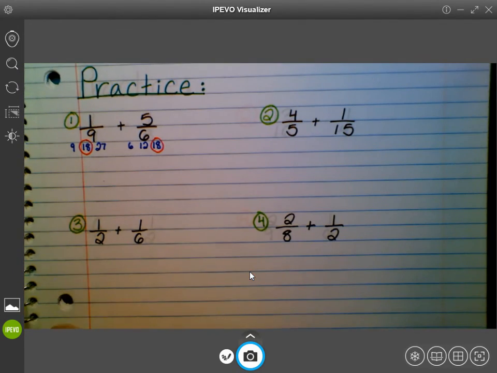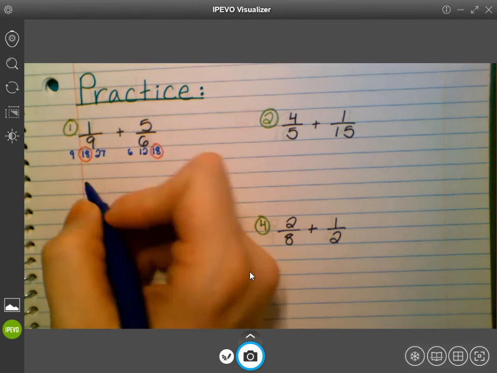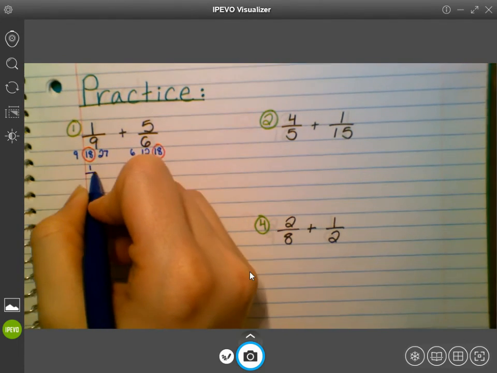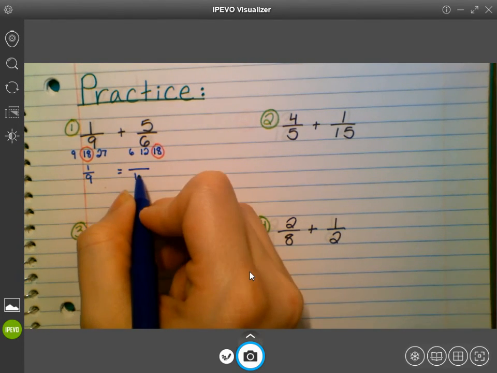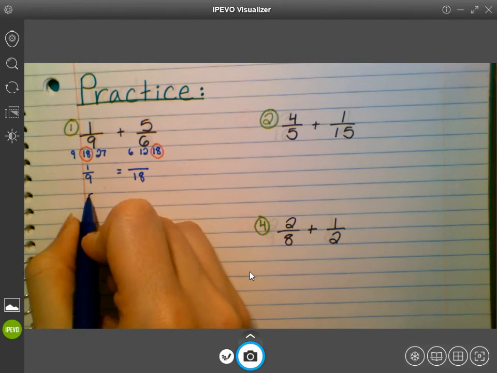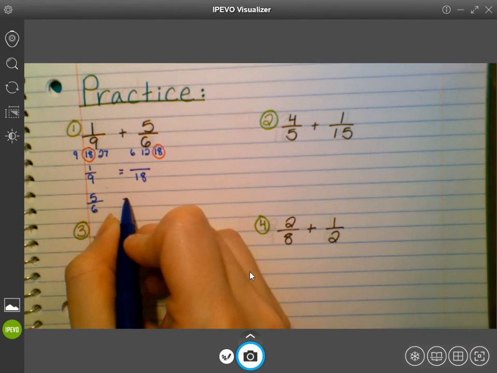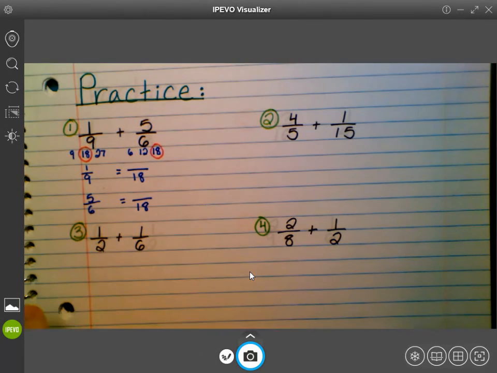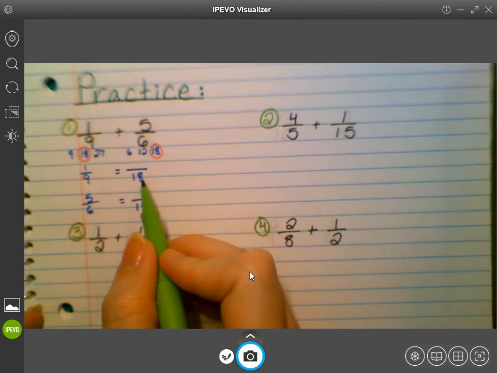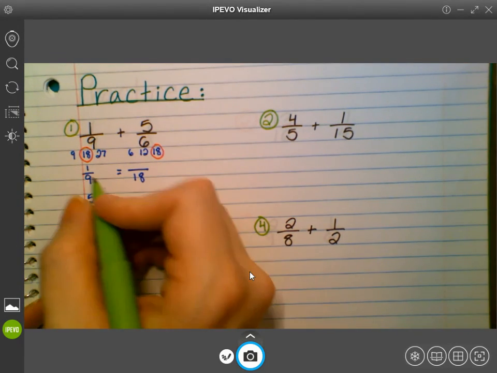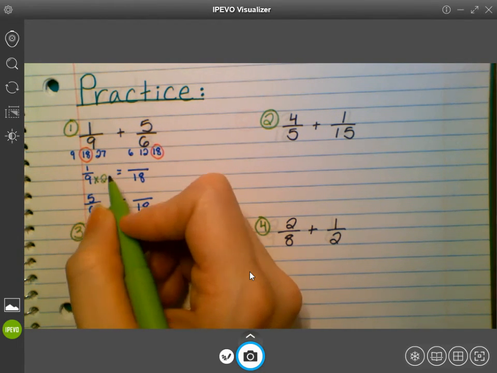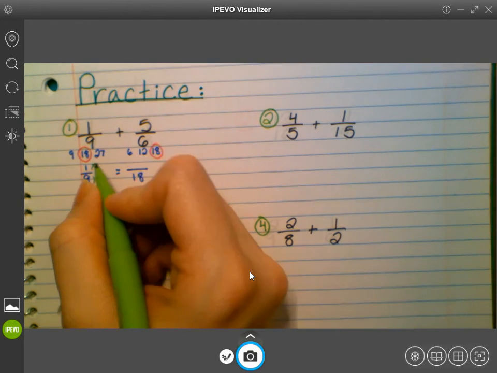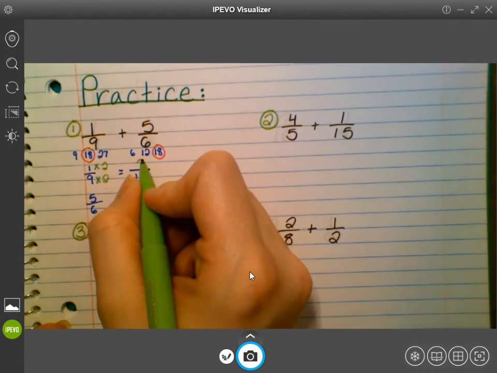So then I'm going to set them up to convert them. So I would have 1/9 equals something over 18. And then I have 5/6 equals something over 18. So then I'm going to think, okay, 9 times what equals 18? Well, 9 times 2 equals 18. And whatever I do to the denominator, I have to do to the numerator. So I'm going to multiply the numerator by 2. 1 times 2 is 2.